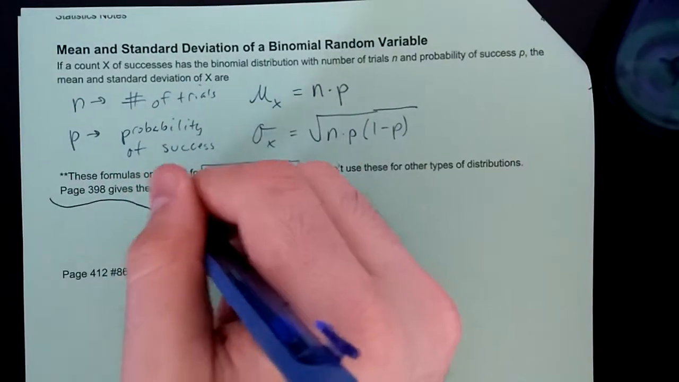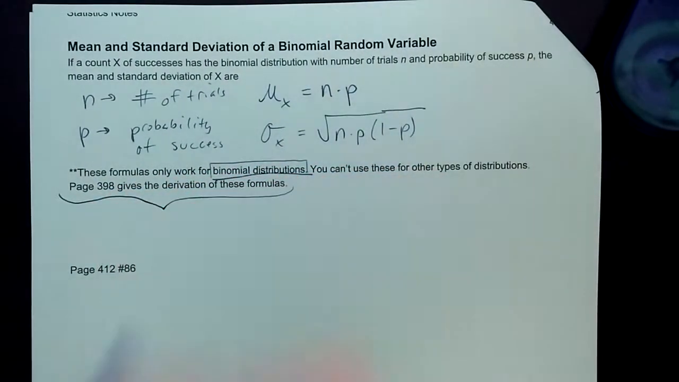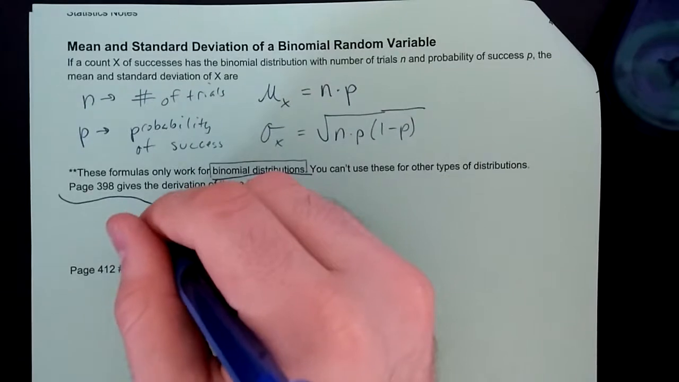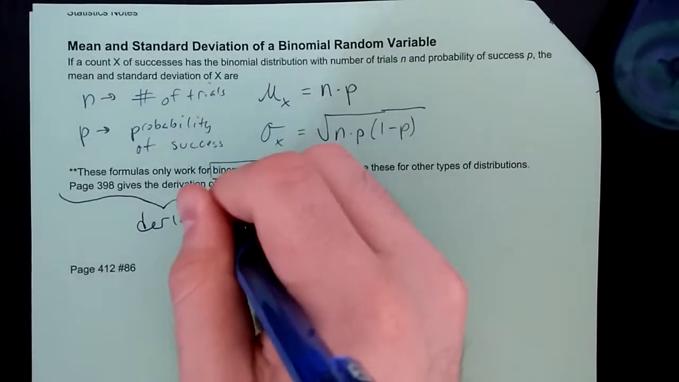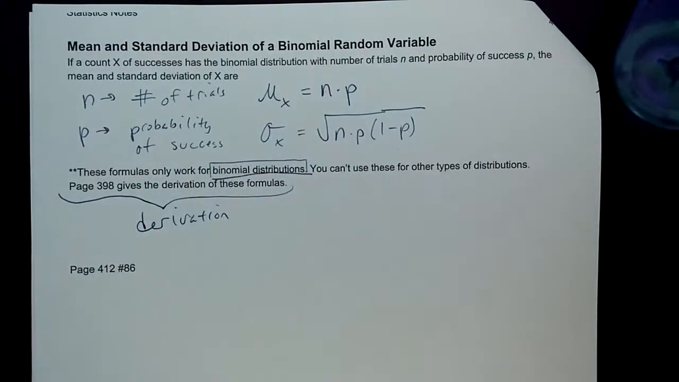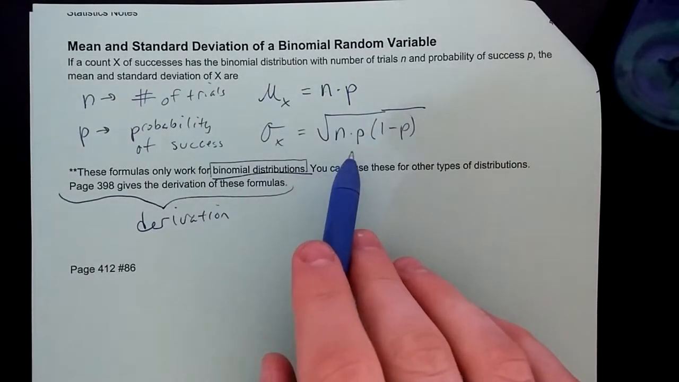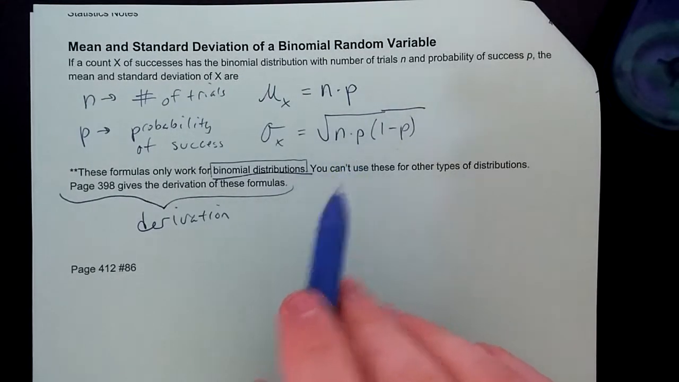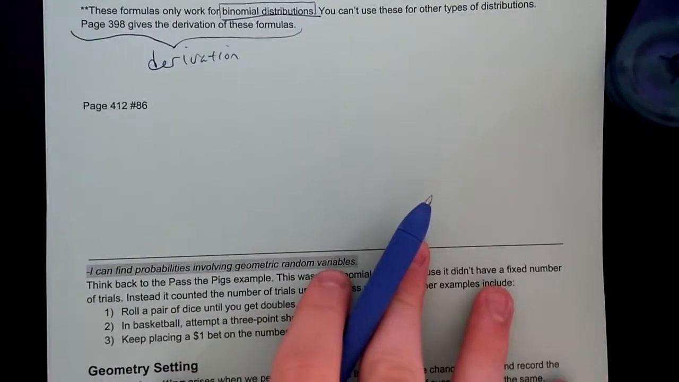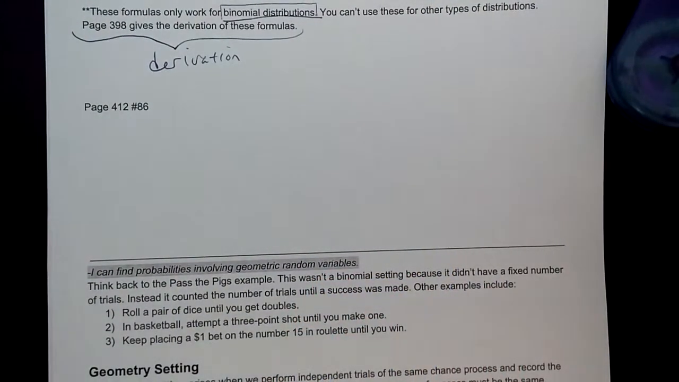If you want to find the derivation of these 2 formulas, page 398 gives you those. It goes into detail on how it arrives at n times p for the mean, and then the standard deviation equation as well. So we're going to work through an example on page 412, number 86.